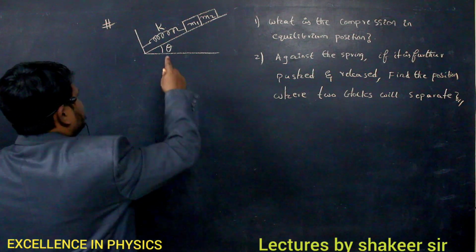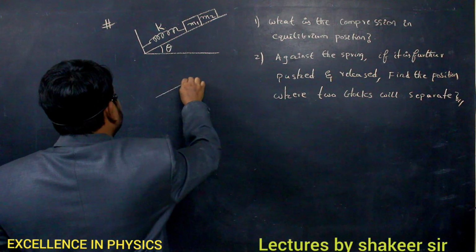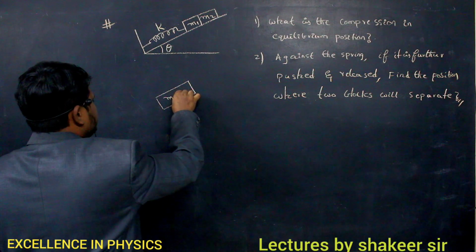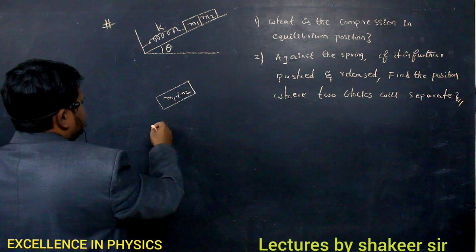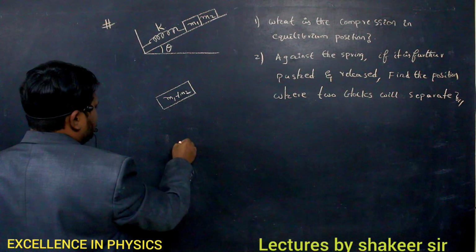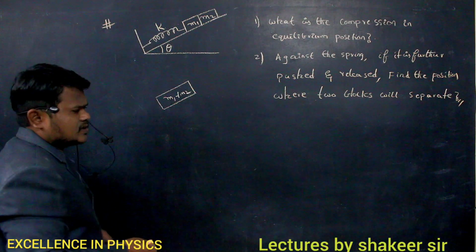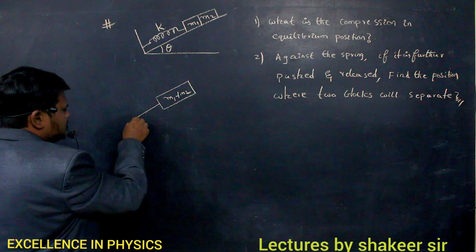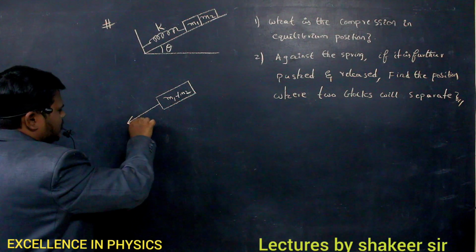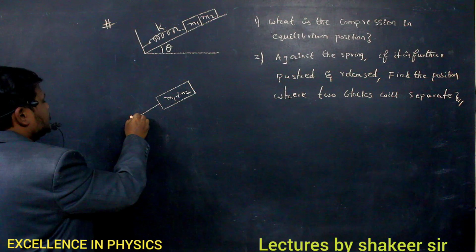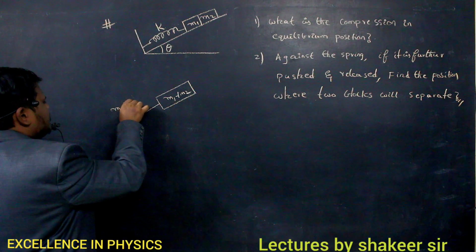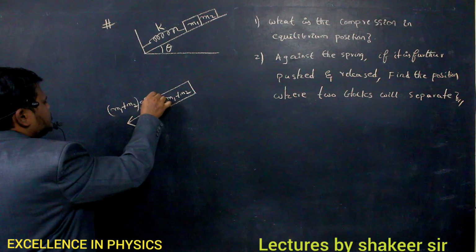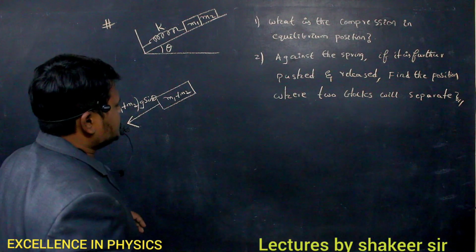Very simple. For example, if you consider both masses as a single mass, whose mass is m1 plus m2, then the weight of this body I can split into two components, mg sin theta and mg cos theta. We know that this is the force which is pulling these two bodies downwards. And what is the magnitude of this force? So m1 plus m2 into g sin theta will be the force. Clear?